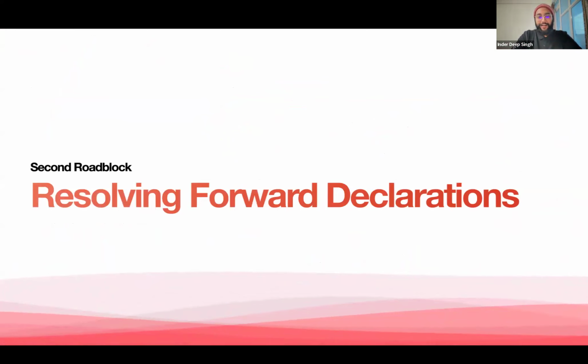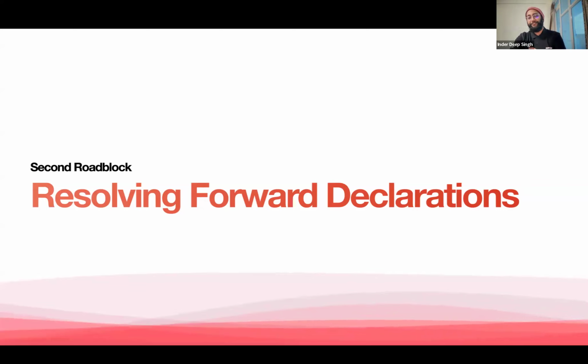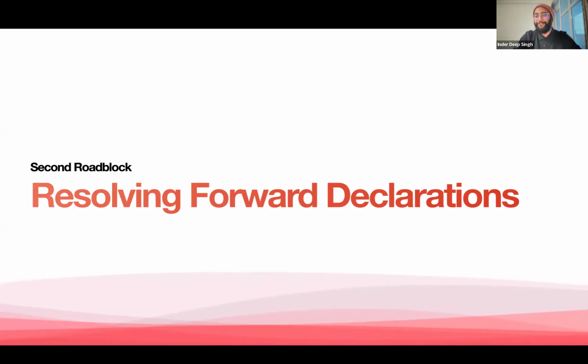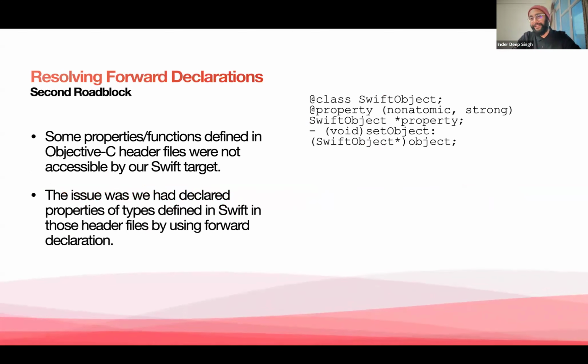And then we thought, what could be the problem next? But soon enough we figured out there's another roadblock. Because our Objective-C H files did not have access to the Swift files, our forward declarations started to break. But to understand this, we first have to understand what a forward declaration is. How many of you know Objective-C or have to work with Objective-C? I'll try my best to explain it to you.